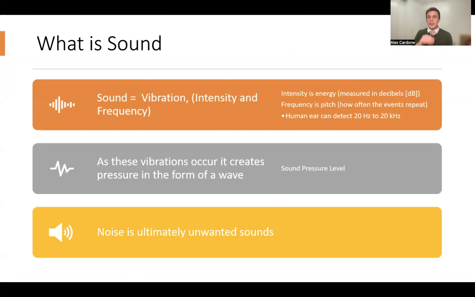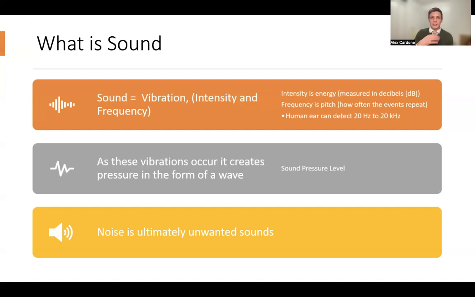So sound, again, just has to do with the intensity, or the energy behind it, and then the frequency, or how fast it's traveling. And that ultimately decides how it impacts both our hearing and other physiological processes within our body. Again, vibrations create a pressure in the form of a wave, very similar to radiation. It deals in waves, and it's otherwise known as a sound pressure level.